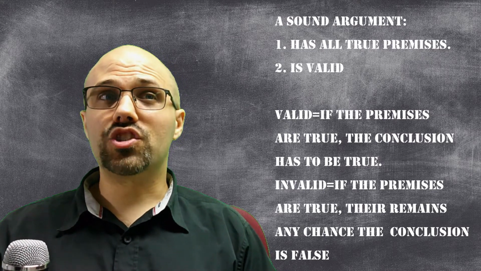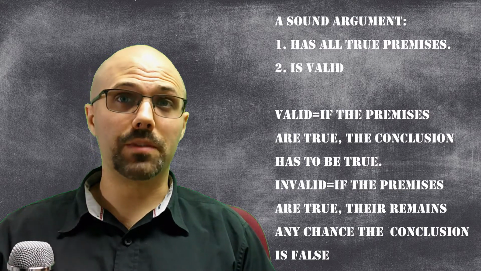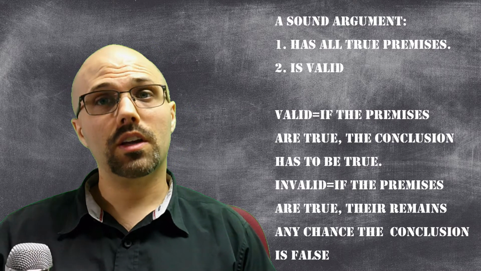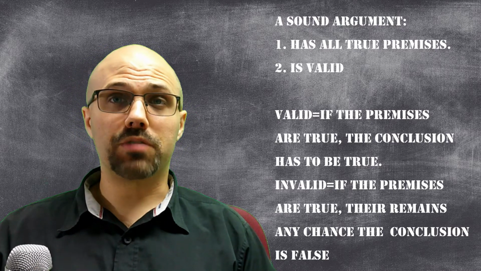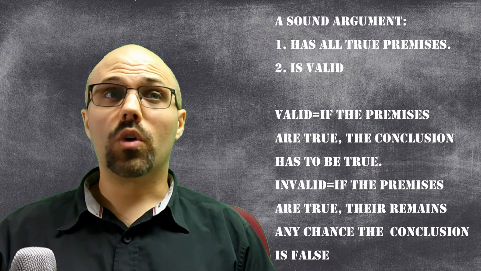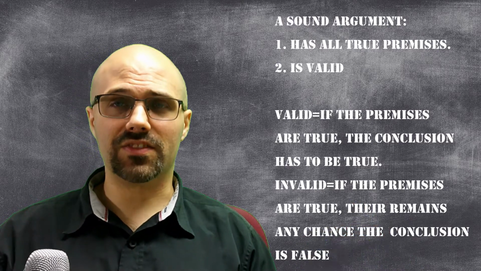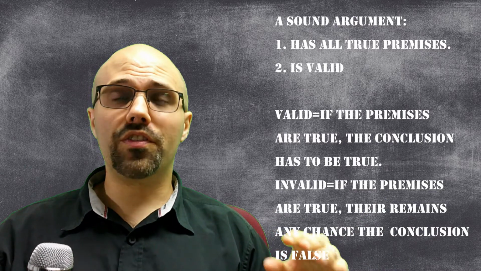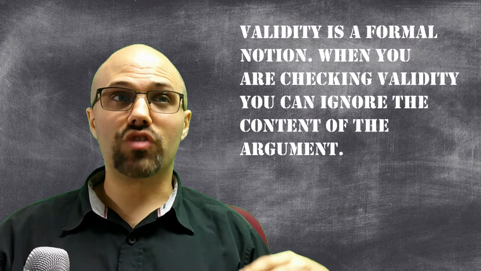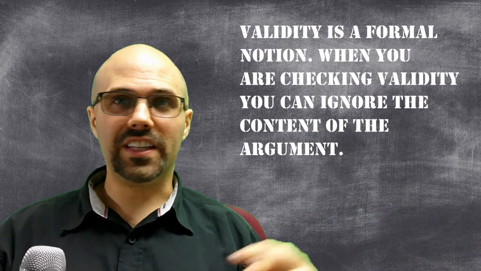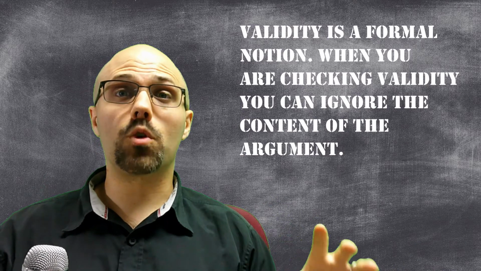The second condition we're going to call validity. An argument where this is true, where if the premises were true, the conclusion is true, we're going to call a valid argument, whereas if it's in any sense possible that the premises could be true and the conclusion false, we're going to call this an invalid argument. When you're checking this second condition, this validity condition, the important thing really is to ignore the content of the argument altogether. It doesn't really matter specifically what the argument is about. It's going to be determined by the form that the argument has.